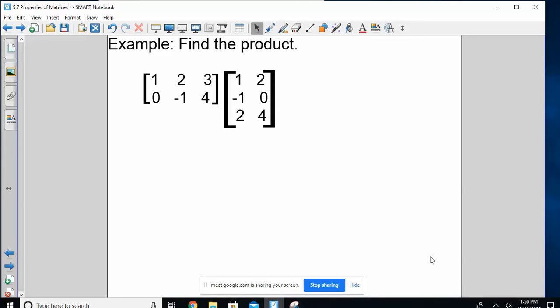And then last, row 2, column 2. So 0 times 2 is 0. Negative 1 times 0 is 0. 4 times 4 is 16. We get 16. How'd you guys do? Get it?